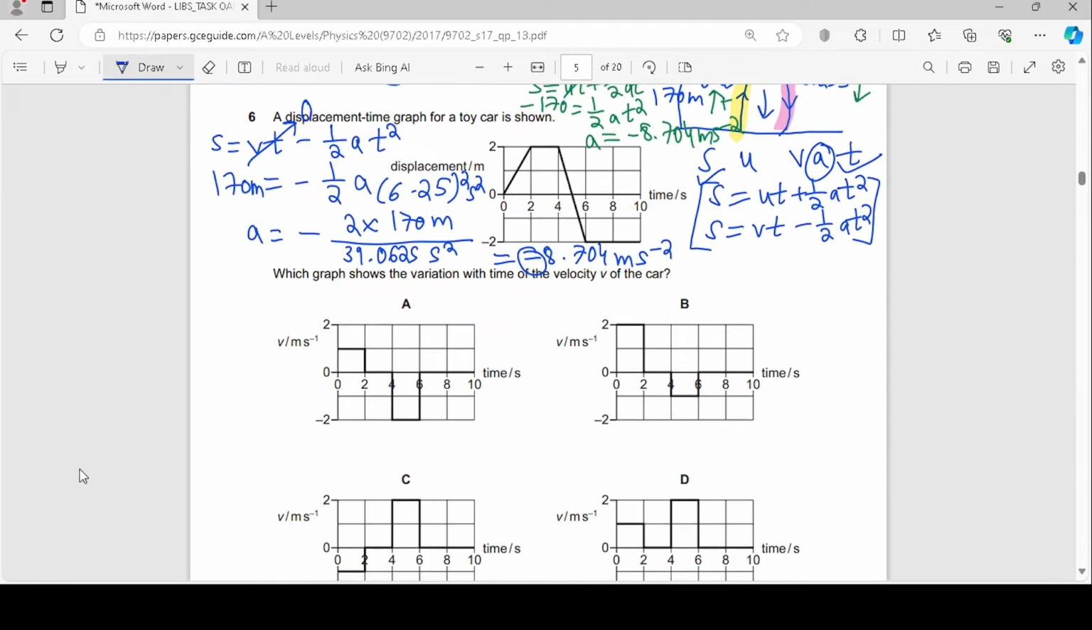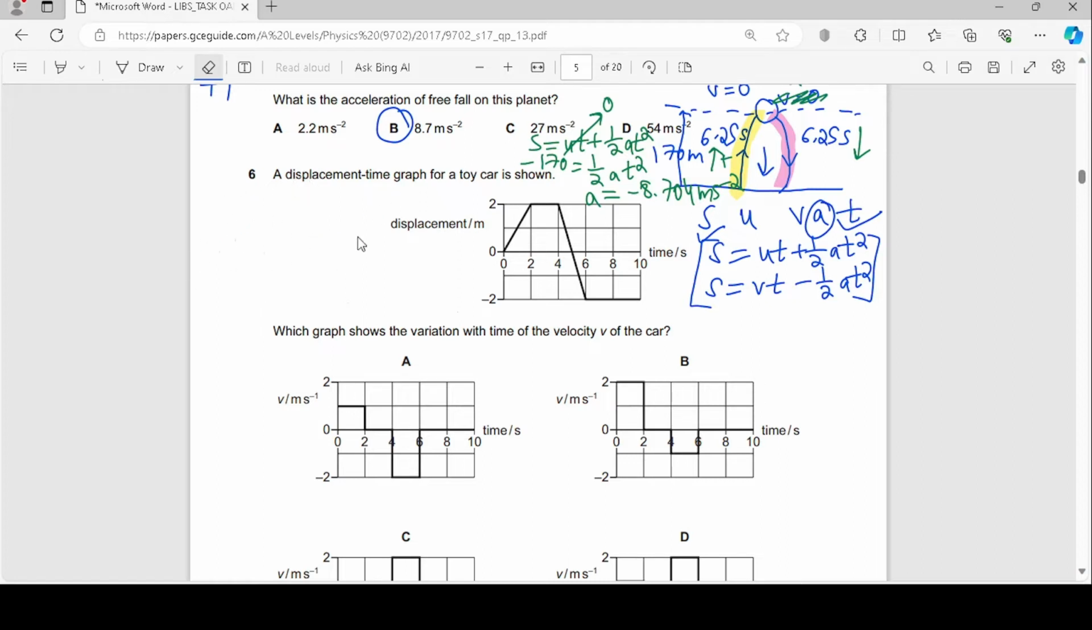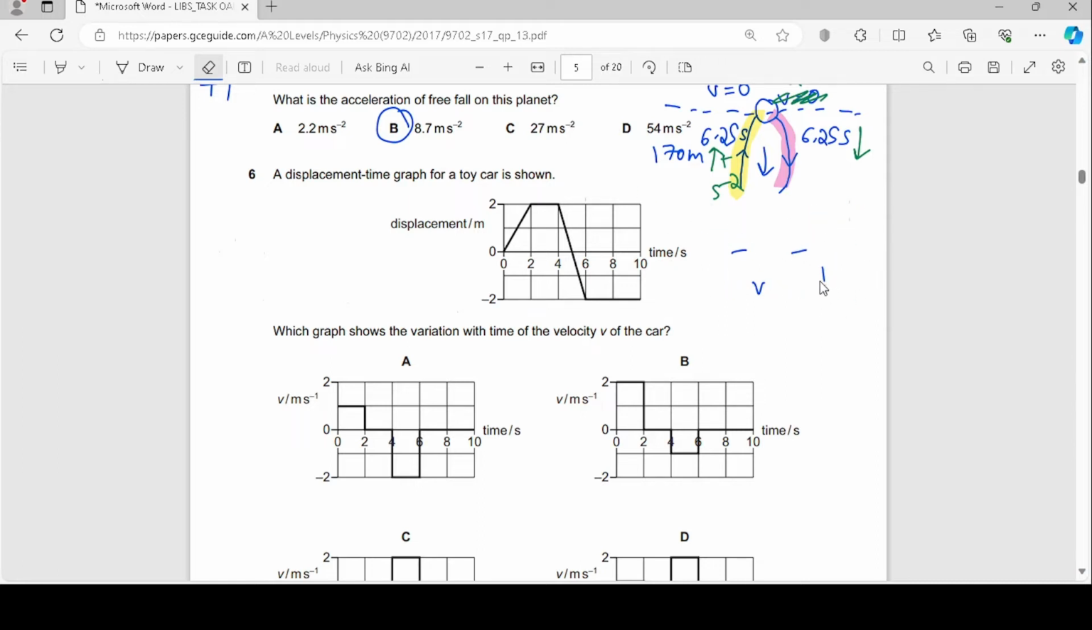Thank you. And now question number 6. I'm just going to erase this stuff. A displacement time graph for a toy car is shown. Which graph shows the variation with time of the velocity v of the car?